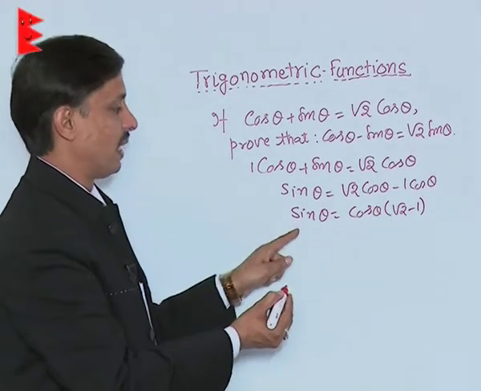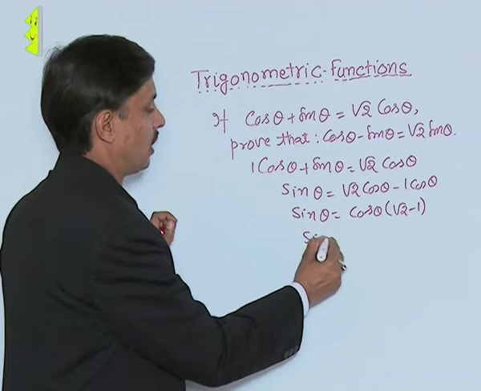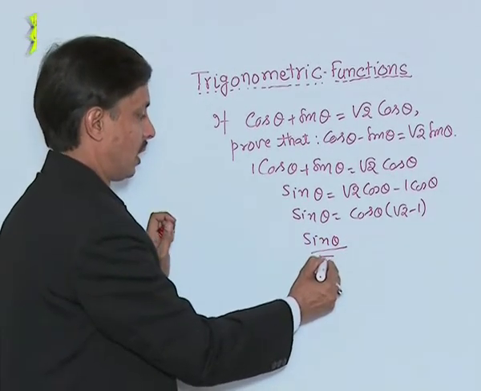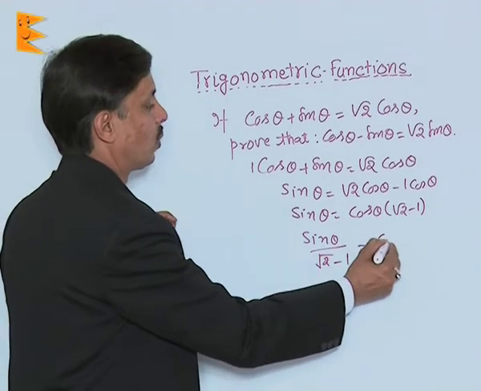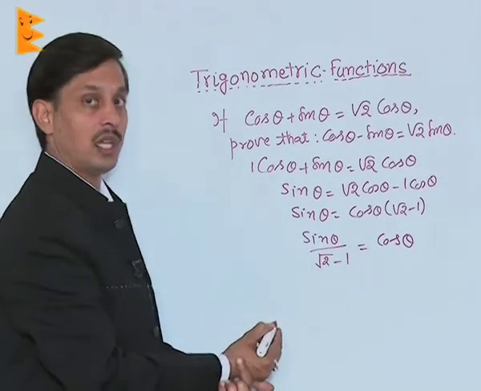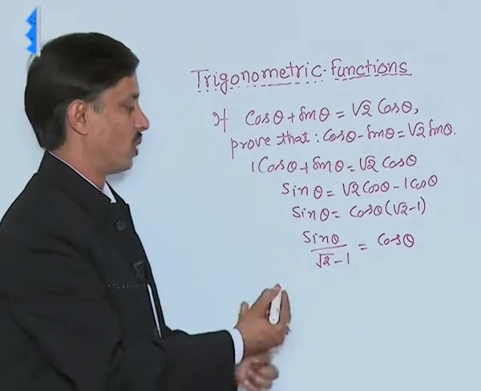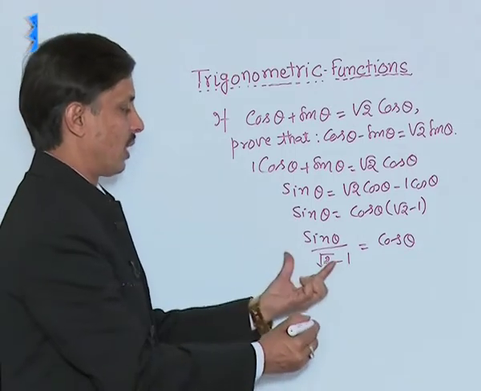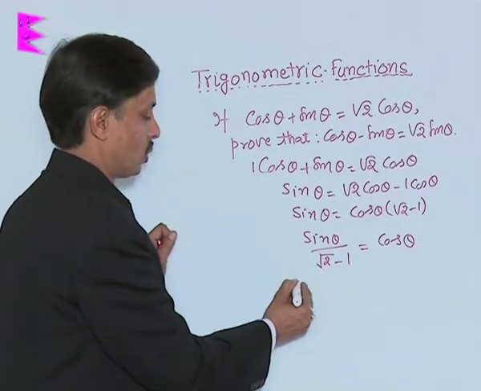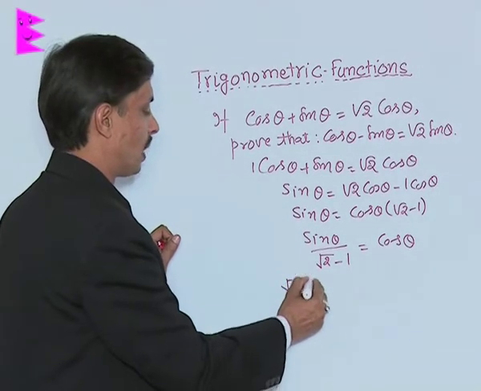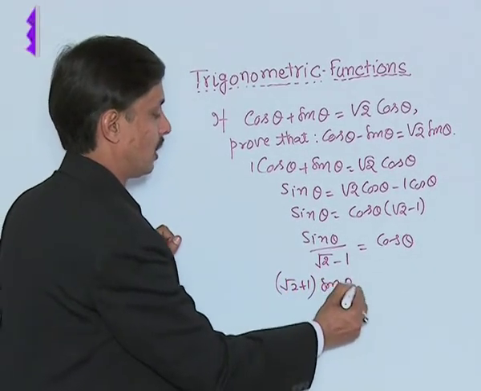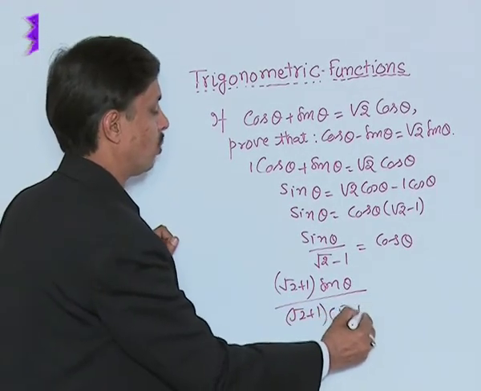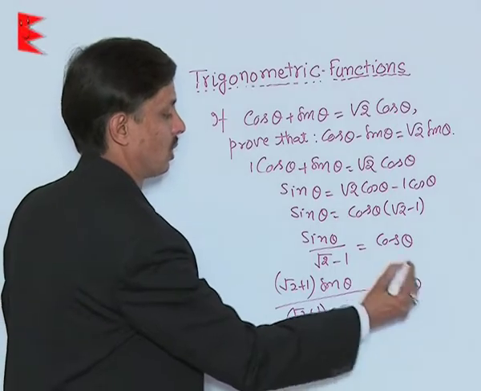If I divide by this, root 2 minus 1 will come in the denominator of the left hand side, then the equation will become sin theta upon root 2 minus 1 is equal to cos theta. Now I will rationalize the left hand side. So this will be root 2 plus 1 times sin theta upon root 2 plus 1 into root 2 minus 1 is equal to cos theta.